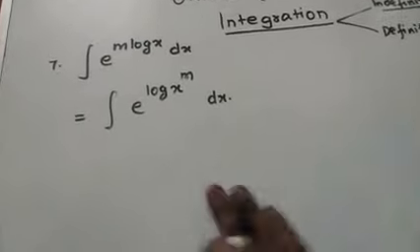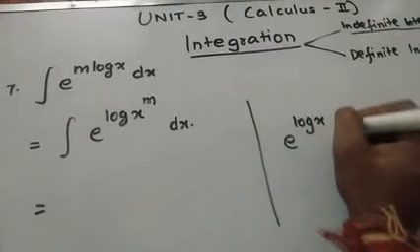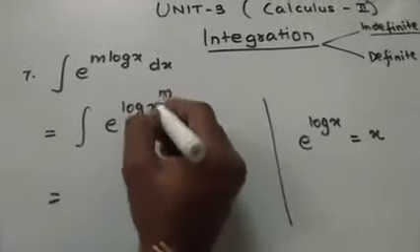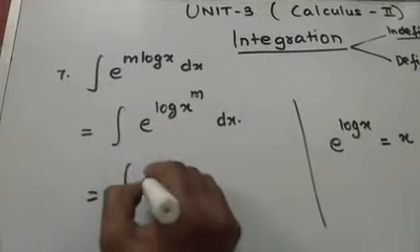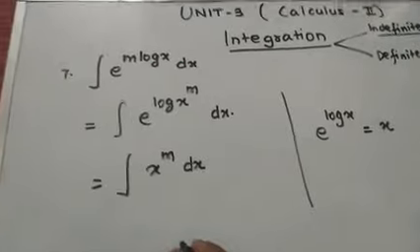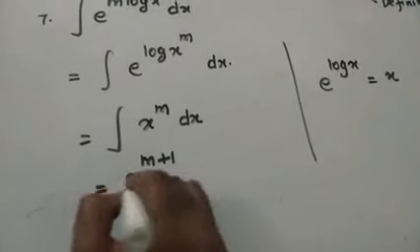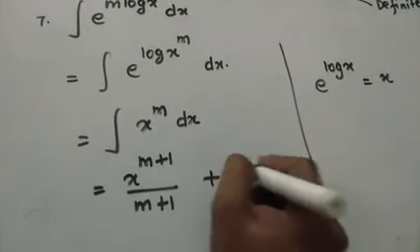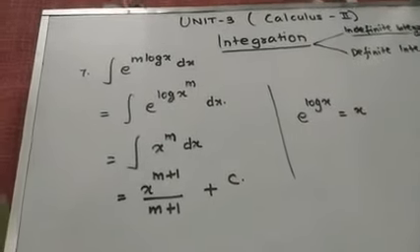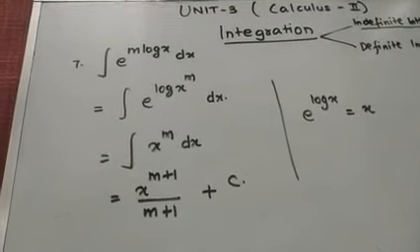See, m is the power, the power comes in front, just writing in a reverse way. Okay, then by using that property, e to the power log of x is nothing but x, whatever the function is comes directly here. So we will directly write x to the power m, as e and log cancel, x to the power m dx. Now simply integrating, x to the power m plus 1 by m plus 1 plus c. This is your answer. So whenever you see e to the power log, you will directly know that there is a chance of simplification and you have to simplify it.